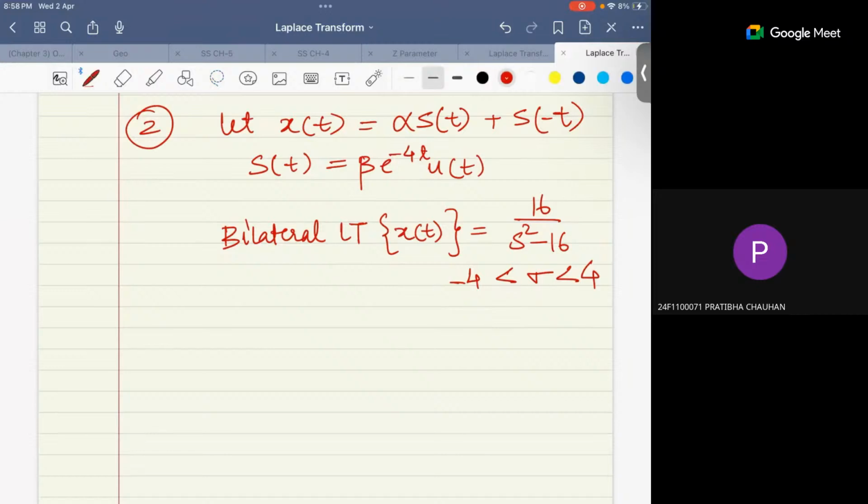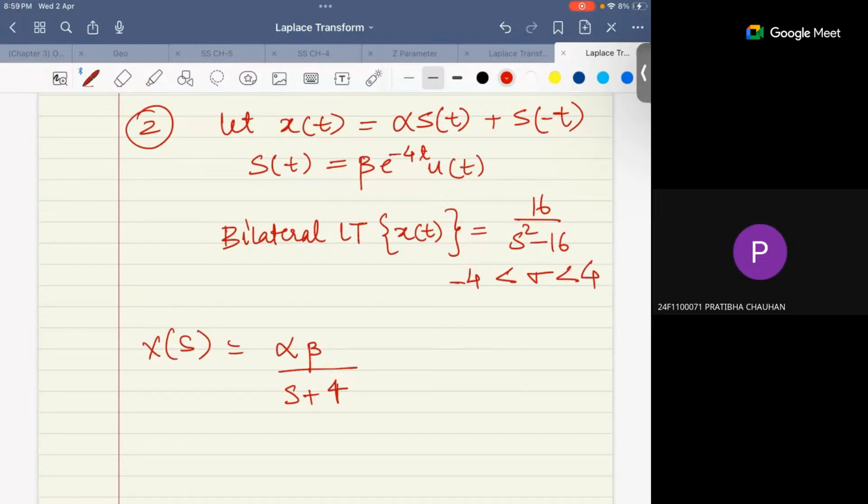Okay, so what you have to do is you already know that x(t). So let's say, for example, I have to calculate the Laplace transform of this. What will be the Laplace transform? Alpha times, what will be the Laplace transform of this signal? Alpha times beta, and then 1 upon s plus 4. Correct?